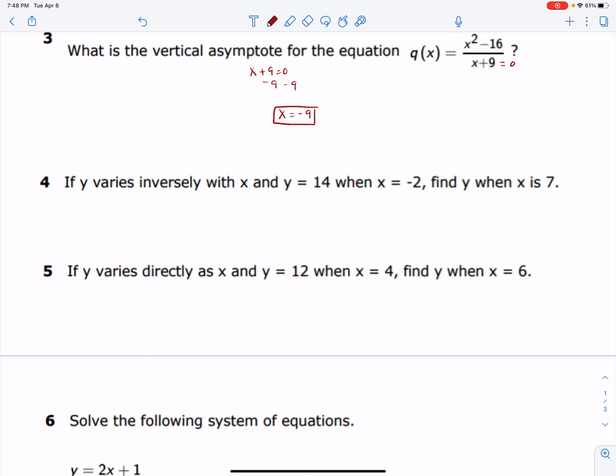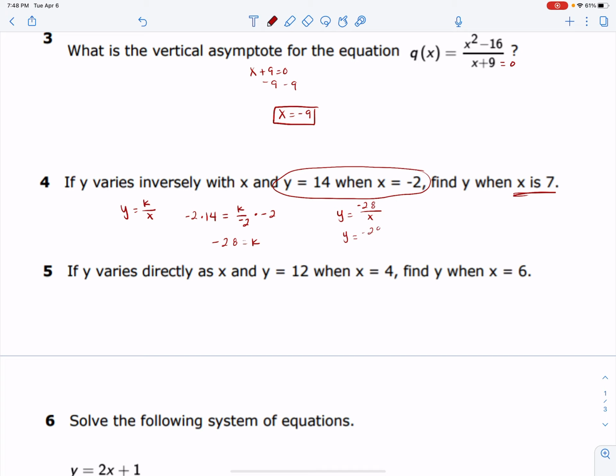If we are using an inverse variation, we use the equation y = k/x. Y is 14 when x is -2 is the pair. So 14 = k/-2. In order to get k, we're going to multiply both sides by -2. So -28 = k. Now we're going to use that, so y = -28/x, to find y when x is 7. So y = -28/7, so y = -4.